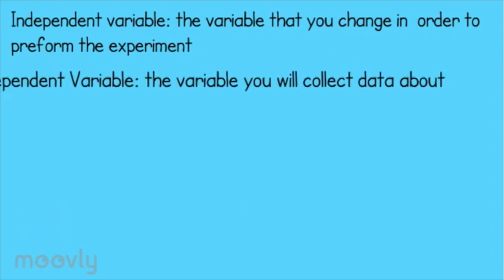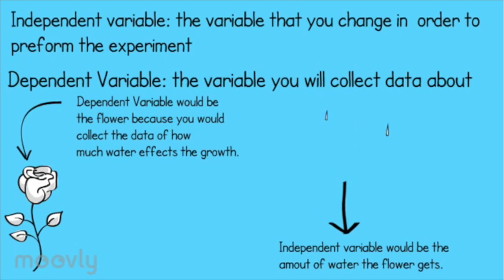The independent variable is the variable that you change in order to perform an experiment. Dependent variable, the variable you will collect data about. The independent variable would be the amount of water the flower gets. The dependent variable would be the flower because you collect data of how much water affects the flower.